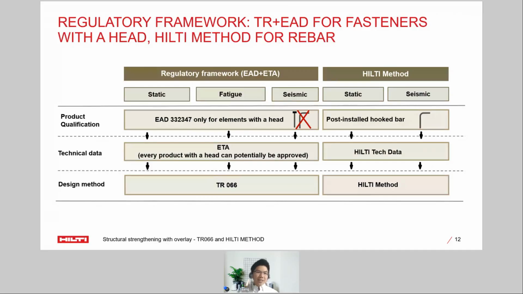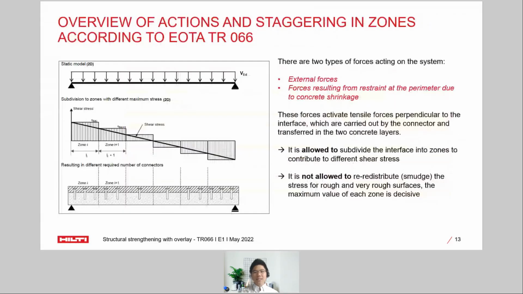So let's now take a deeper look at the TR66. In TR66, there are actually two types of forces acting on the system being considered and calculated. Number one is the external forces. Number two is the forces resulting from restraint at the perimeter due to concrete shrinkage. These forces activate the tensile force perpendicular to the interface, which is carried by the connectors and transferred into the two concrete layers.